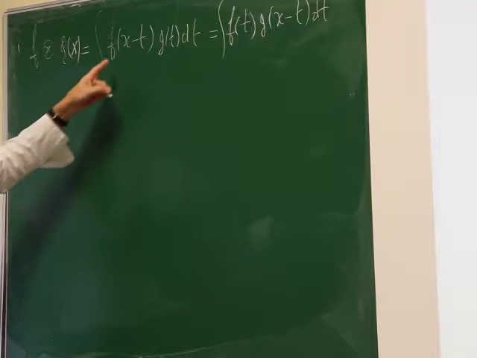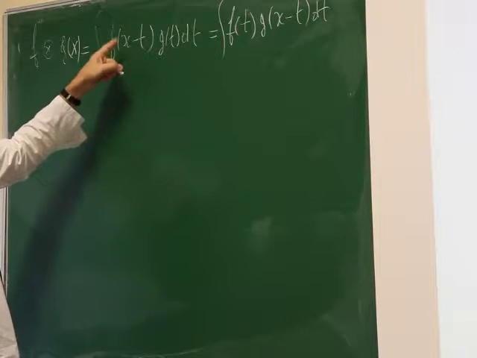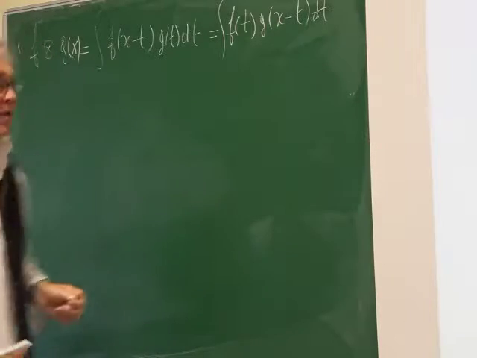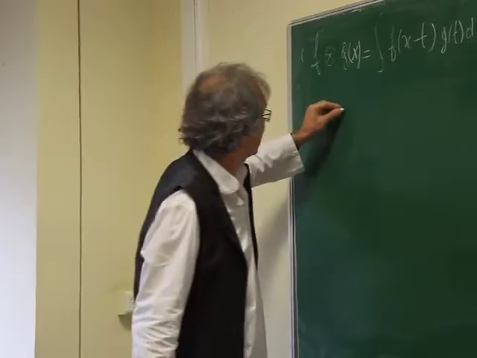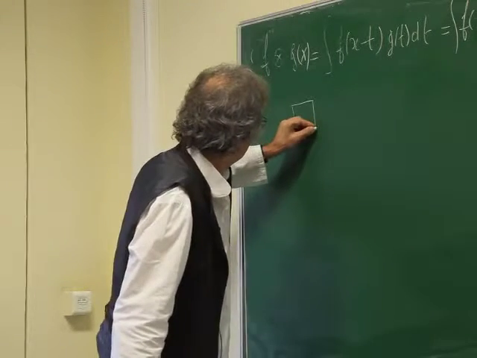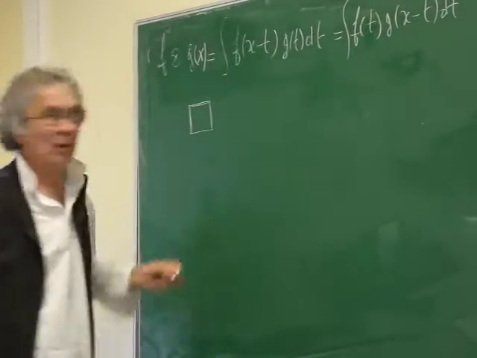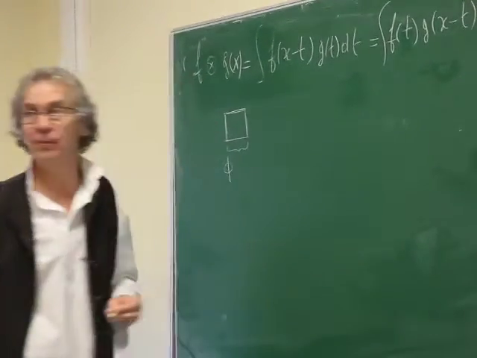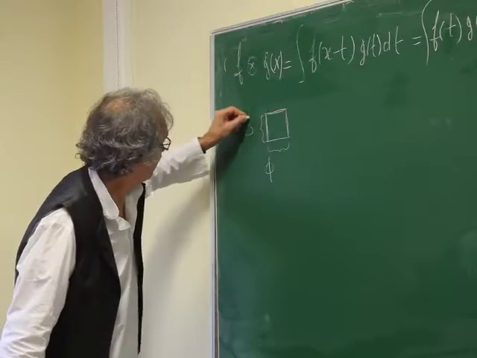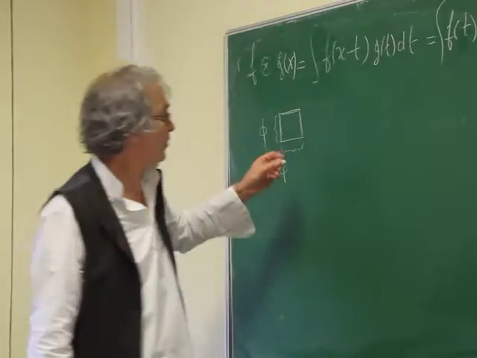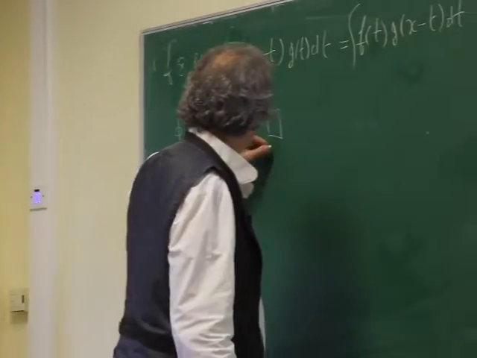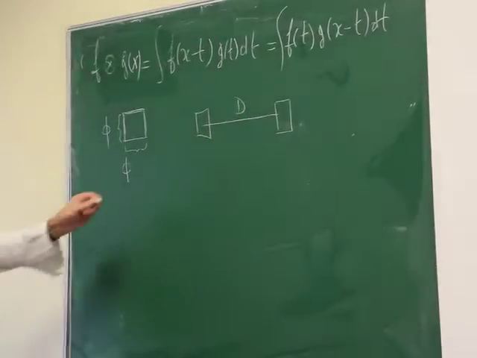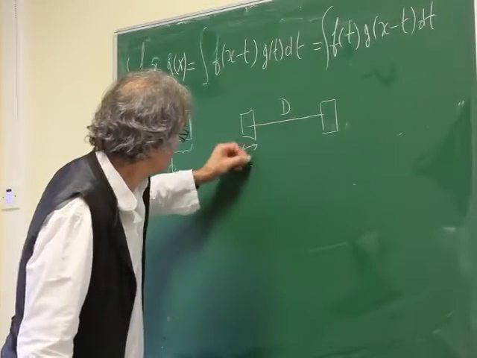Okay? So you can make a change of variables, say y equal x minus t. You make the change of variable and you will recover this result. The two representations are similar. The problem that we are interested in is that we are observing in the sky a star which is square, and its angular radius is phi. So phi and phi, like that. And we are observing it with an interferometer made of two telescopes separated by the baseline d, and the size of one square is small d.